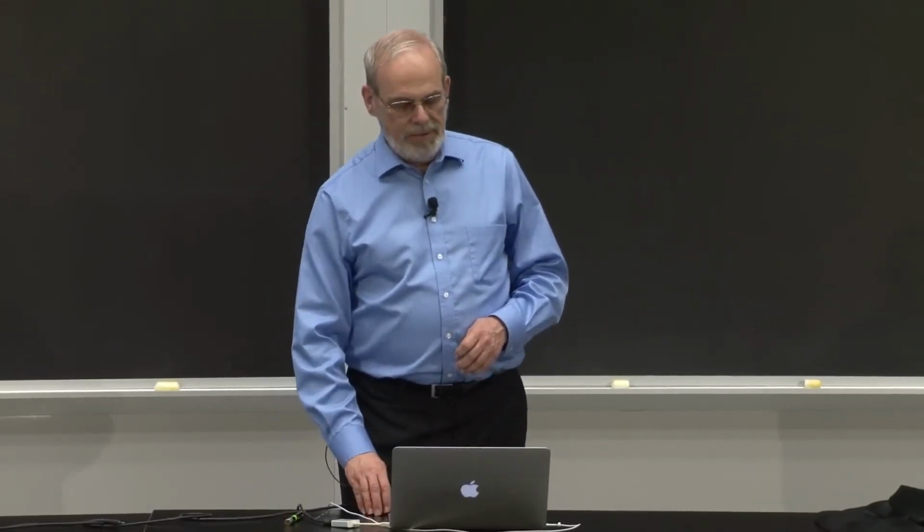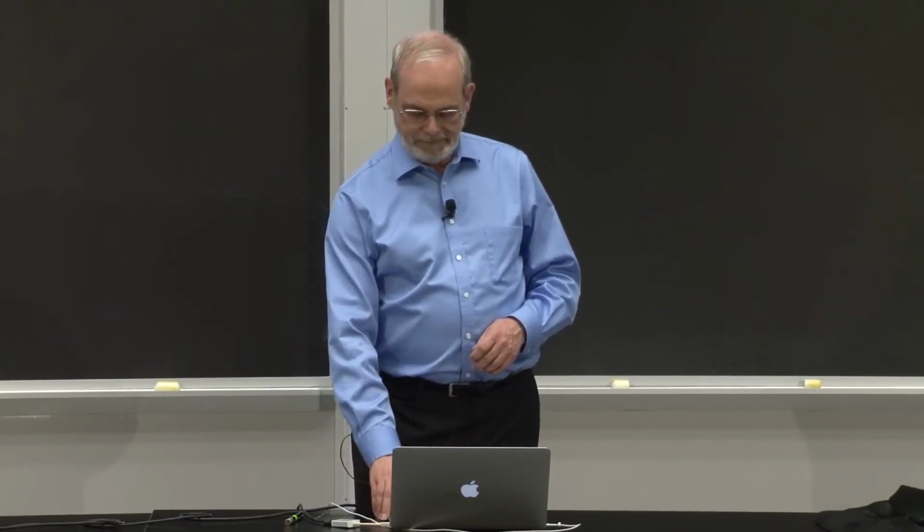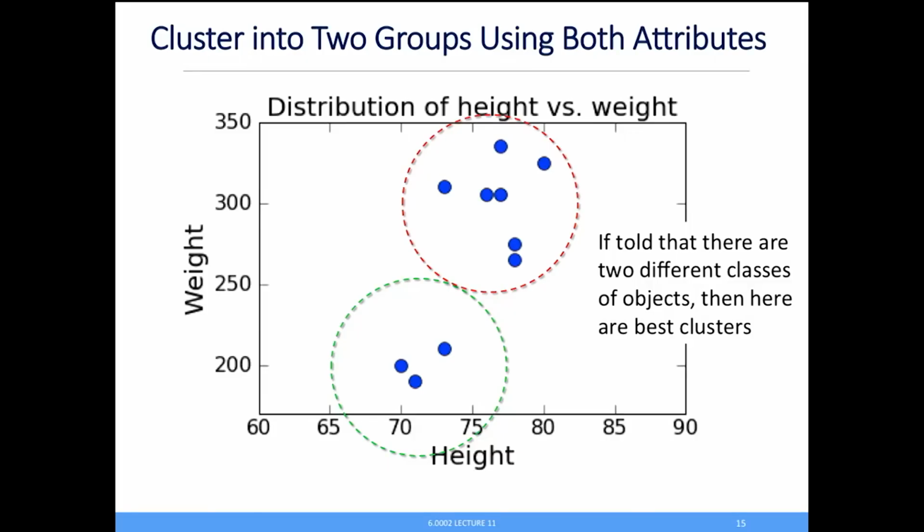If I use both height and weight, I get that, which is actually kind of nice, right? Those 3 cluster together. They're near each other in terms of just distance in the plane. Those 7 are near each other. There's a nice natural dividing line through here. And in fact, that gives me a classifier.